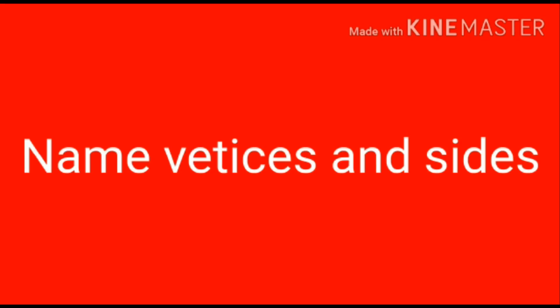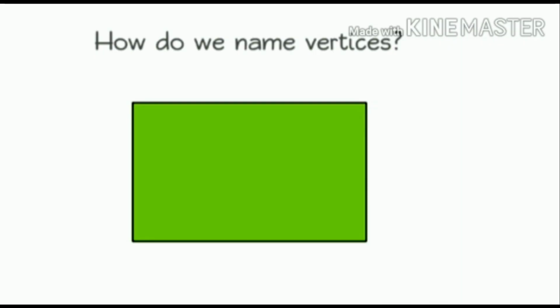Now that we know about the vertices and sides, let's see how to name them. A rectangle has 4 vertices. We can give them any names. Normally, we start with the letter of the alphabet and go ahead in the series. We can start at any corner and then we go around all the vertices and name them.